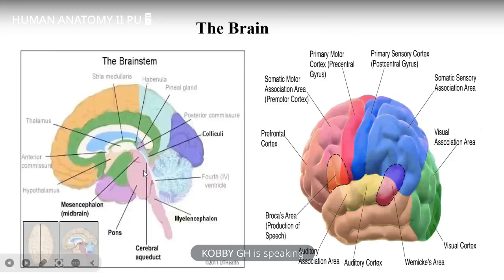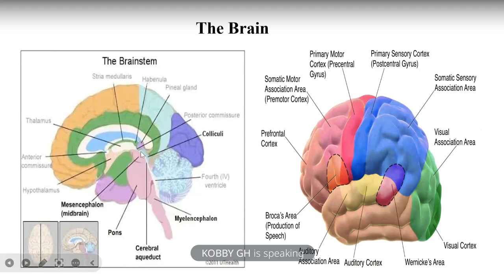So you see it's over here. Okay, so when we say mesencephalon, we are looking at the midbrain here. You know the midbrain, the pons, and the medulla, they form the brain stem. So this is the brain stem. The one I'm going around, this is what we call the brain stem.